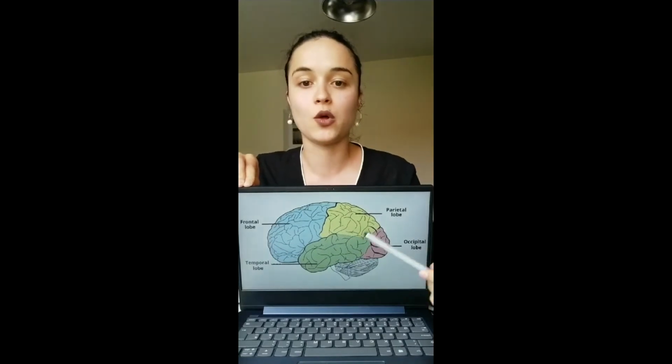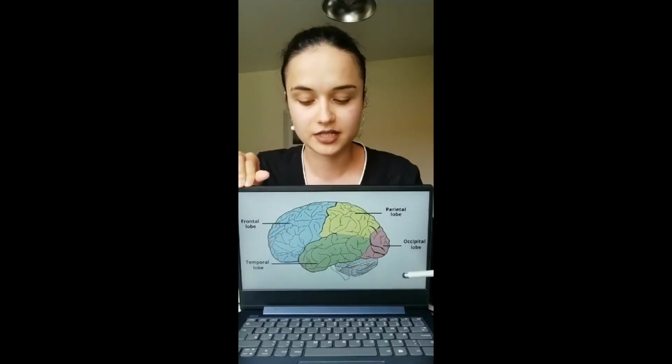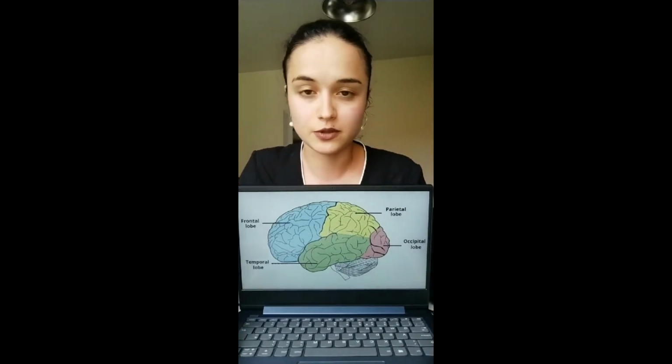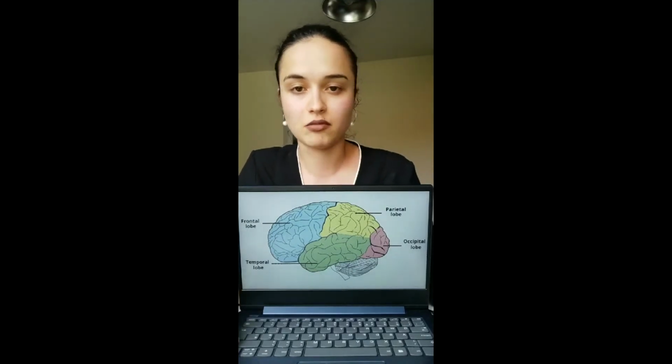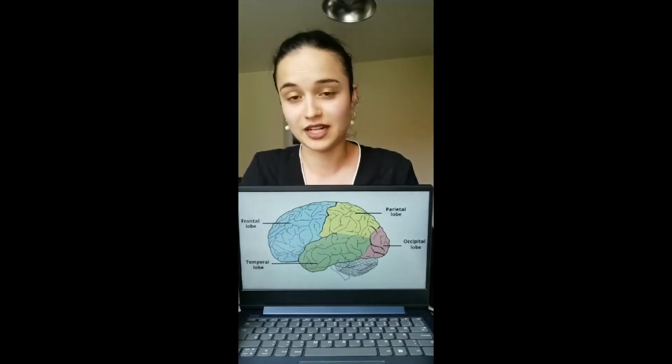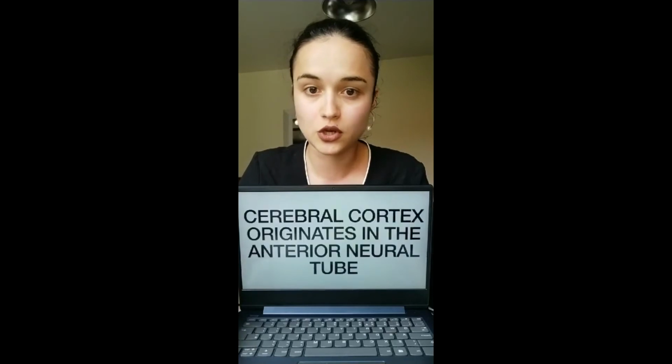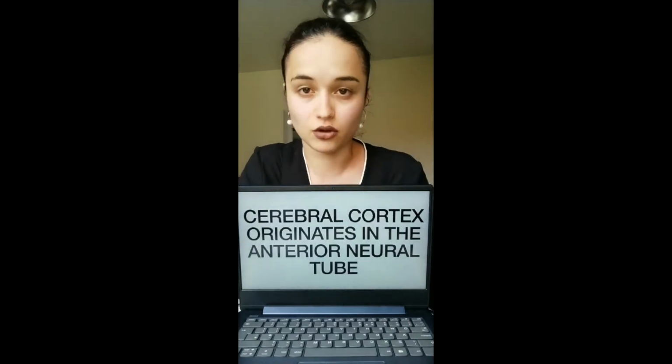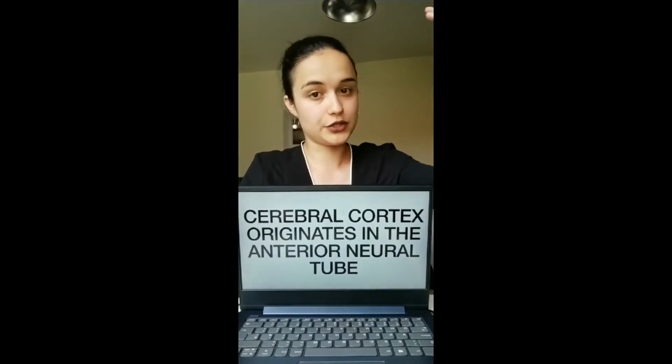So we're looking at how this cerebral cortex develops, because the cerebral cortex is really important in terms of how intelligent humans are and how intelligent other animals are. This is where most of the cognition happens. So the cerebral cortex originates in the anterior neural tube. Anterior and posterior just refer to the body organization of any organism. And anterior just means closer to the front.